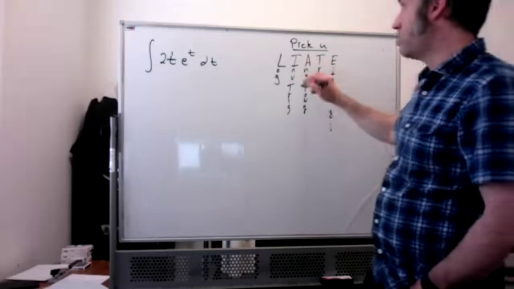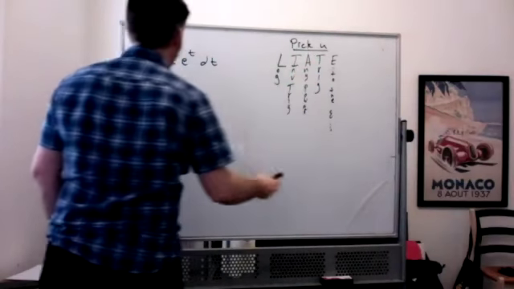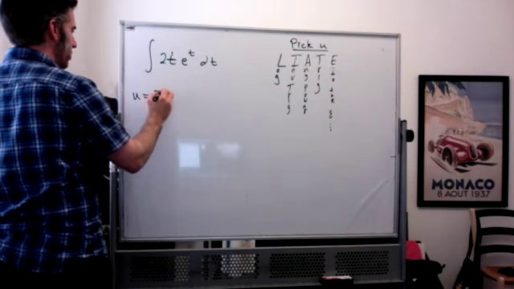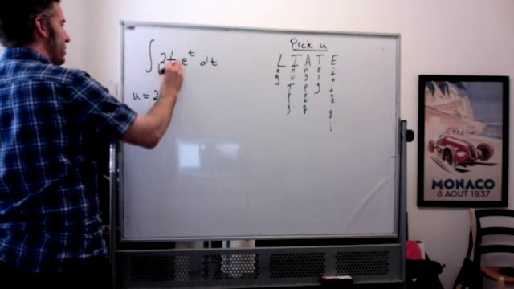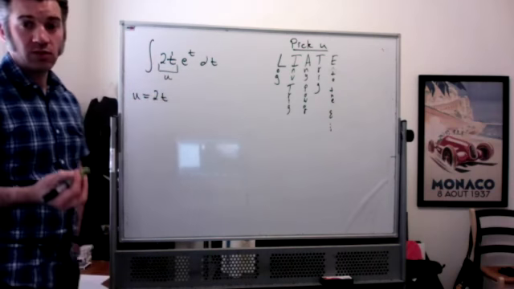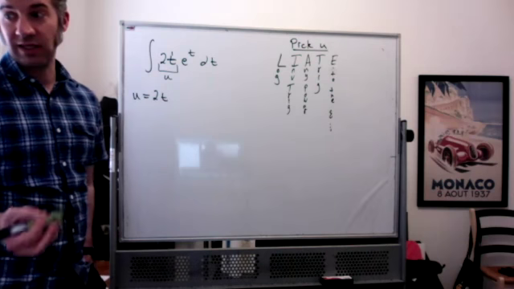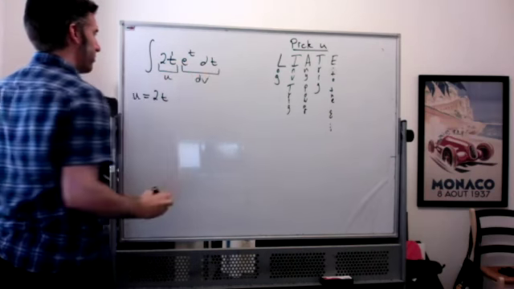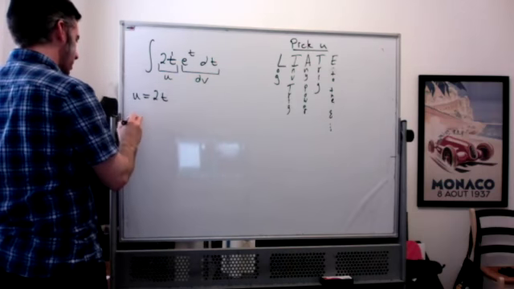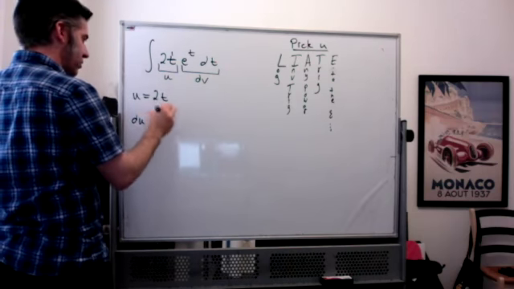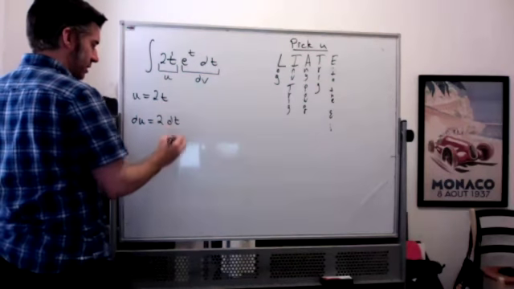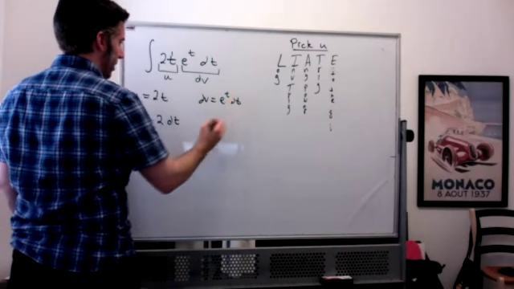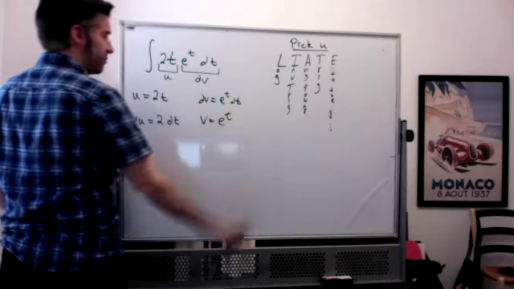So I'm going to pick my u equal to my any power. And I might as well bring along the constant for the ride. So I'm going to let u equal 2t. And then for integration by parts, once you know what your u is, you automatically know that dv is everything else. So my u is 2t. My du is the derivative of 2t, which is 2 times dt. My dv is e to the t dt, and my v is just e to the t.